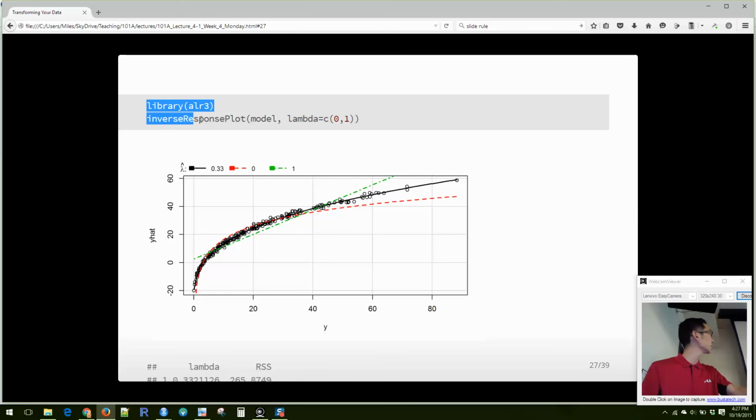Okay, so anyway, you load a library. This should be updated to car. ALR3 will do it because it calls car as a dependency, or prerequisite, or whatever. But this should say car. Okay, library car, and then you run inverse response plot model, and here we're just saying fit lambdas between 0 and 1. Okay, and then it does it, and it says, aha, I found it. My guess of lambda hat is 0.33, okay? And it actually spits it out here, but it didn't fit on the slide.